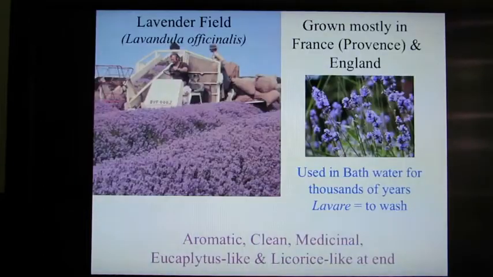Another essential oil comes from lavender. It's grown mostly in France, in the Provence region, and in England.